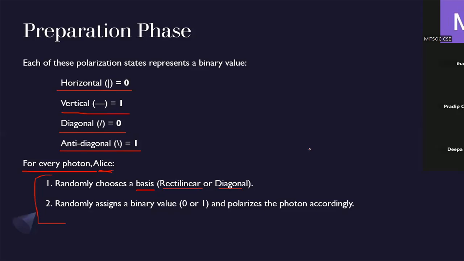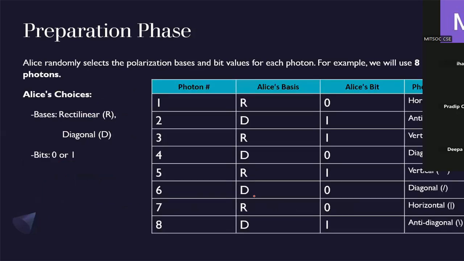Okay, so back to the preparation phase. This is done by Alice, who has to choose a random basis, rectilinear or diagonal, assign the binary values 0 or 1, and polarize the photons accordingly. Suppose here Alice has selected some random polarization basis and bit values for each photon. In this particular example, we'll use 8 photons: 1, 2, 3, 4, 5, 6, 7, 8. These 8 photons.